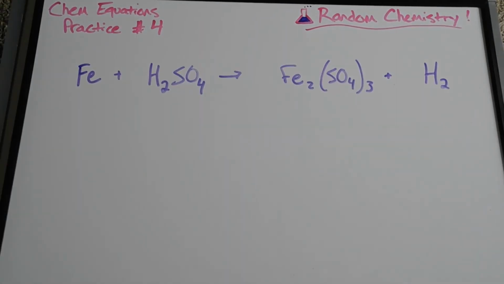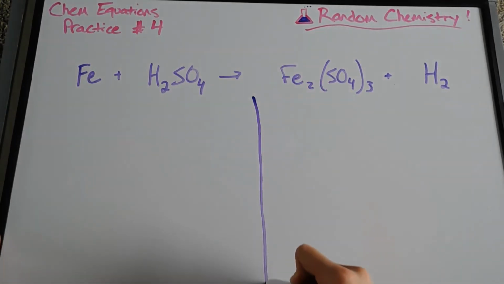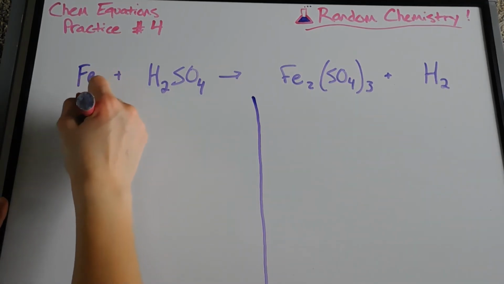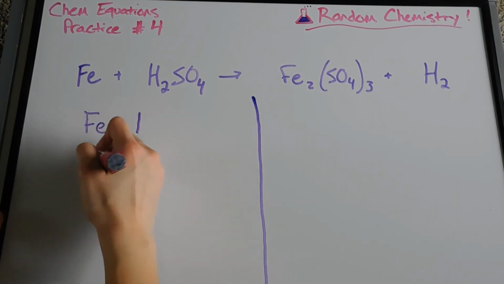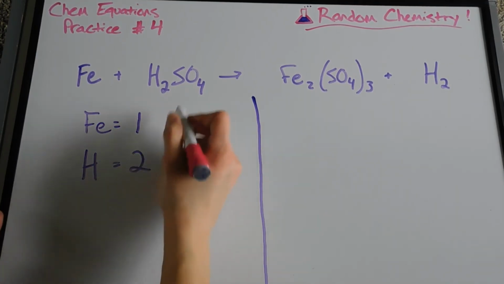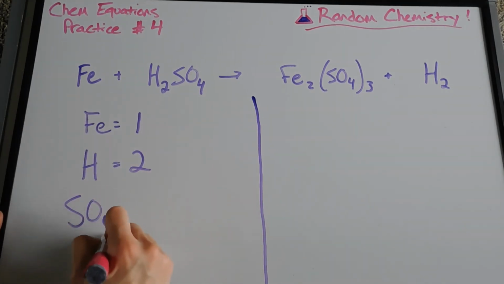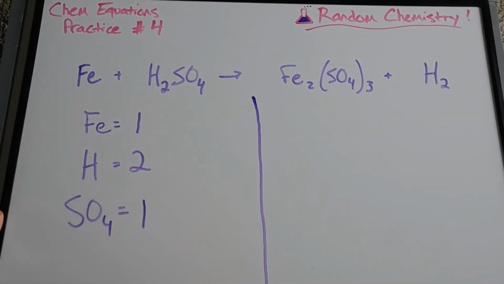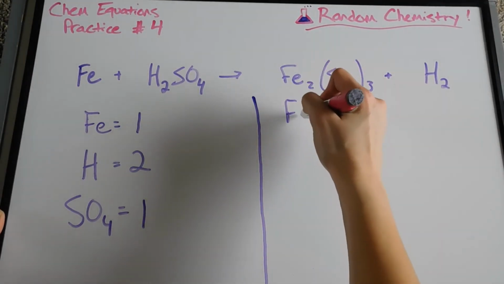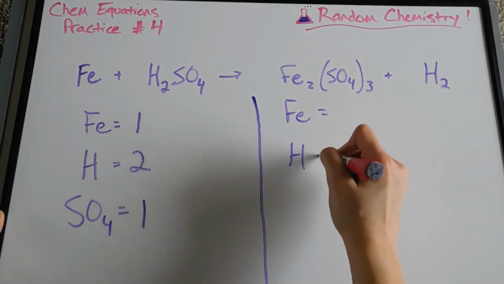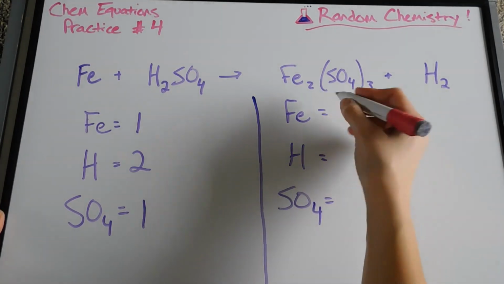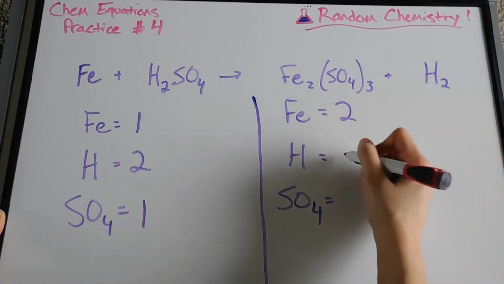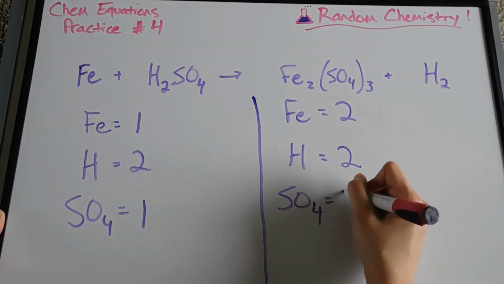Alright, here's our third equation with polyatomic ions. Let's draw our line and account for our atoms. Fe has 1, hydrogen has 2, and SO4 has 1. And we'll keep them in the same order. Two, hydrogen has 2, SO4 has 3.